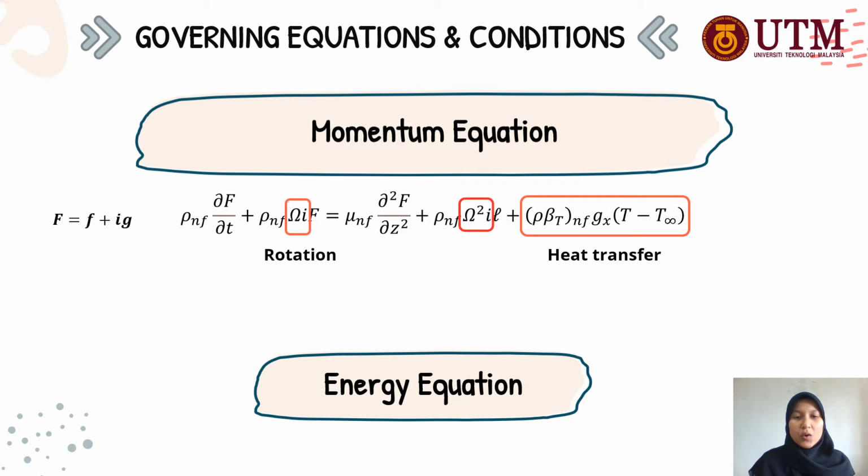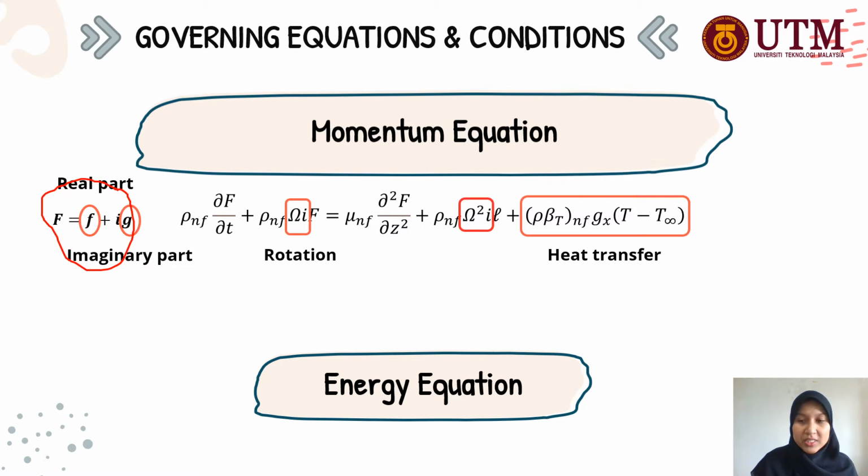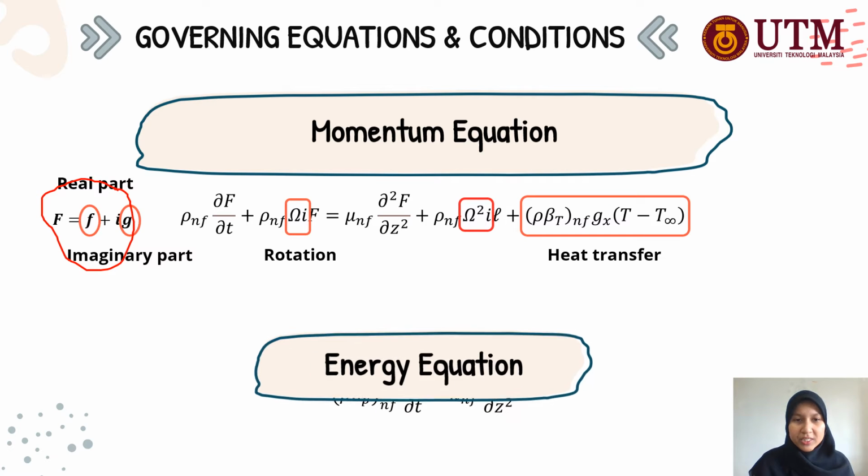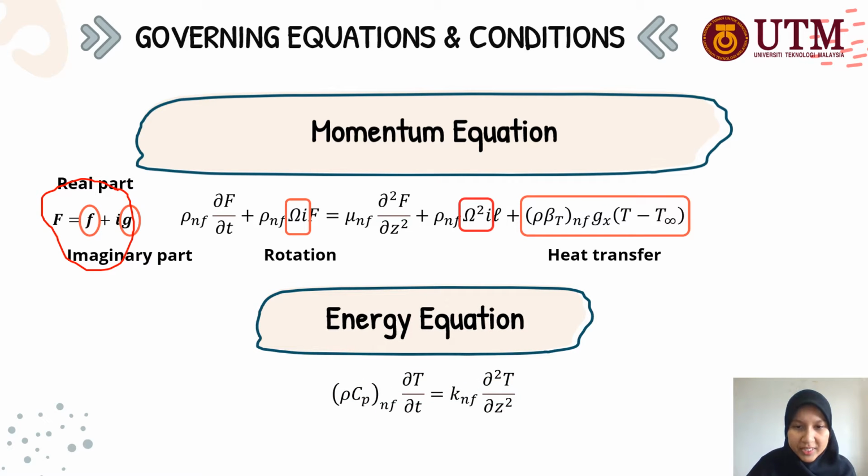Since our problem involves a rotating system, the velocity in the final solutions will be introduced in terms of complex velocity, like this. The small f is the real part, and g is the imaginary part. The real part describes the primary velocity, and the imaginary part describes the secondary velocity. The energy equation is like this.